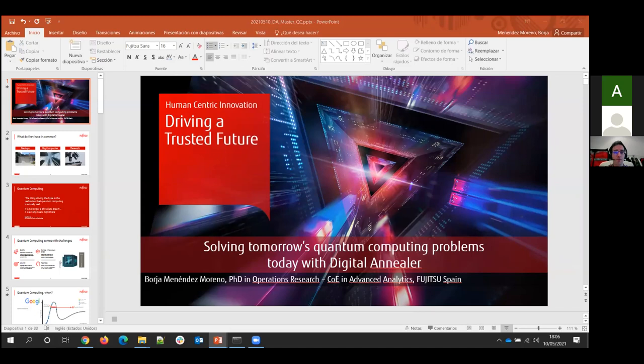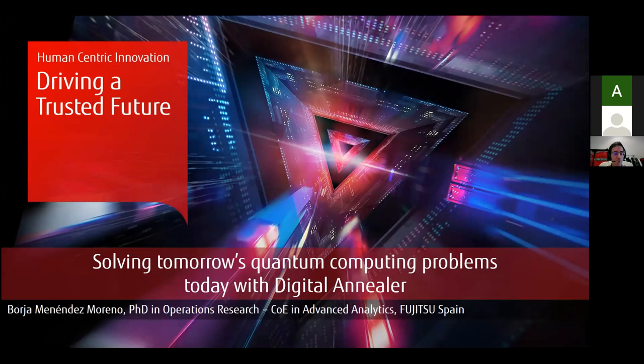Okay, perfect. So let me introduce myself in a brief way. As Alberto said, my name is Borja, and I'm a PhD in operations research. I work for Fujitsu for the Center of Excellence in Advanced Analytics, or Data Intelligence, as it is right now. I lead the quantum practice, or the optimization practice around quantum-inspired optimization. Today I'm going to talk about our work with Digital Annealer. You will meet Digital Annealer if you haven't yet, and see what kind of problems we can solve with Digital Annealer and our results with them.